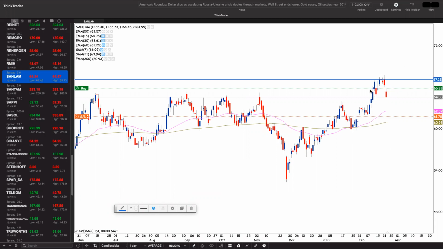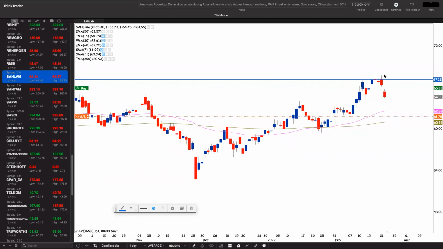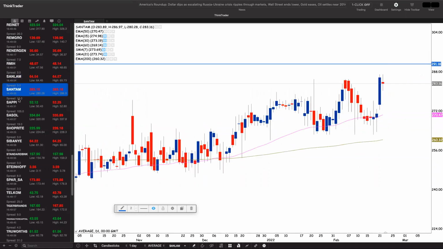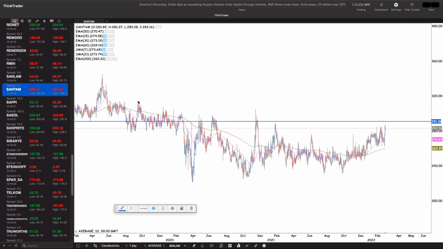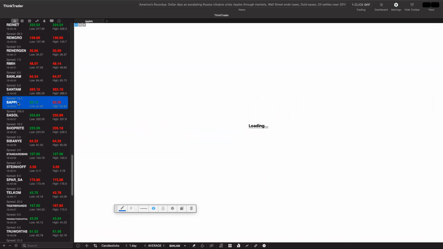Sunlam, again, memory, man, memory. Anyways, so if it comes back to close through 67, I'll raise my stop loss. I won't be adding, but I will be raising my stop loss. Sometimes I just don't like this chart, man. Look at the volatility. And also it's directionless.